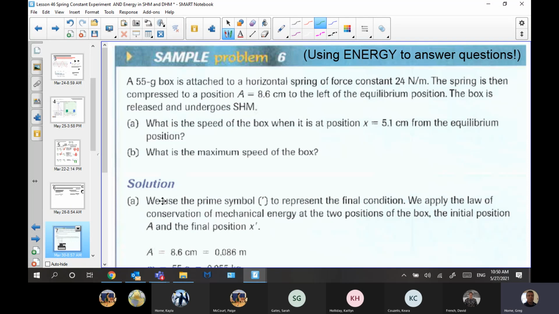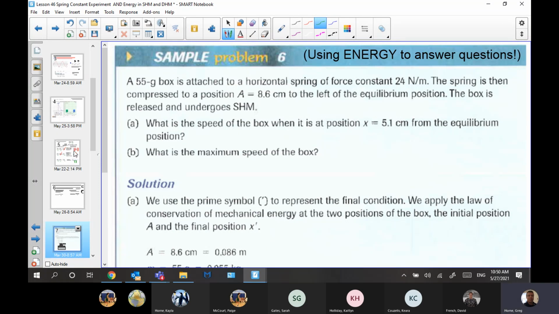So let's look at things here. You have a 55-gram box attached to a horizontal spring with a constant of 24 newtons per meter. It's compressed to a position of 8.6 centimeters, an amplitude to the left of the equilibrium position, and then it's going to bounce around back and forth, right? And so it's asking what's the speed of the box at a particular location.